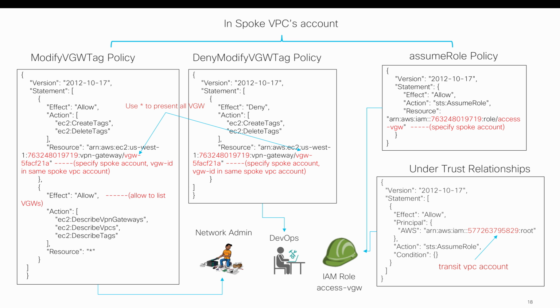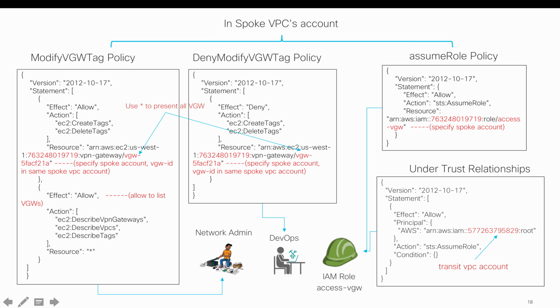In the spoke VPC's account, you need to do multiple things. The first is you need to add a modified VGW tag policy here. And as you can see, those are the policies you need to define. This account number is your spoke account number. That's not your Transit VPC account number, that's your spoke account number. And for the VGW ID, you can drill down to say which VGW people can add tags to. If you want to represent all VGWs, you can just use the star sign to represent all.